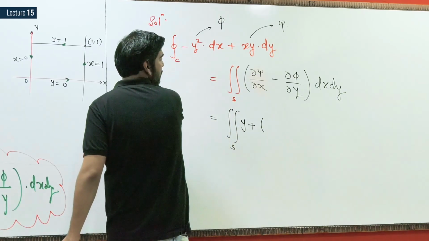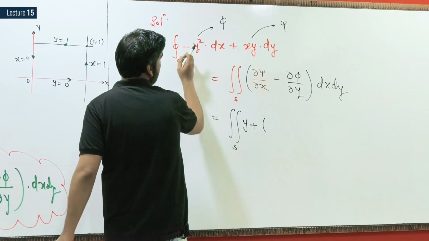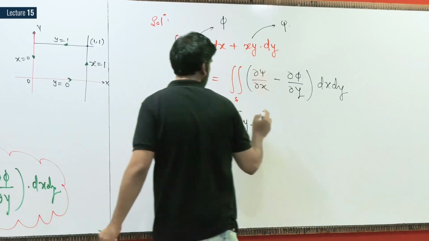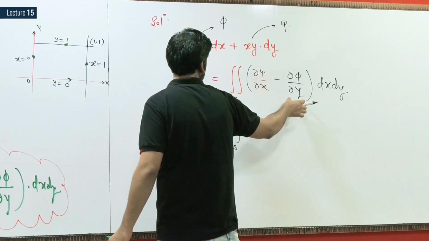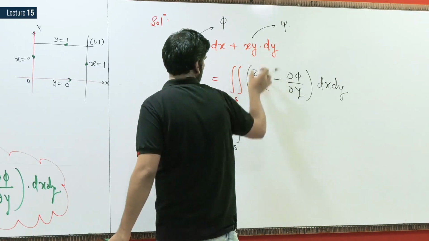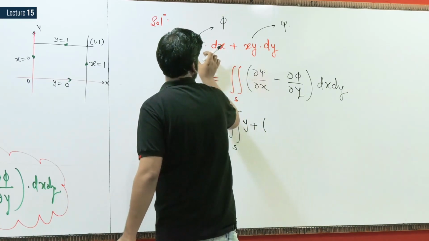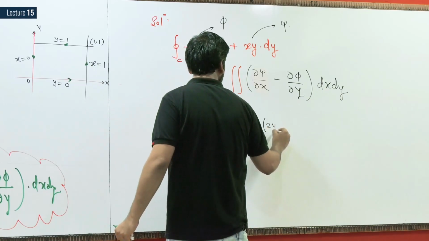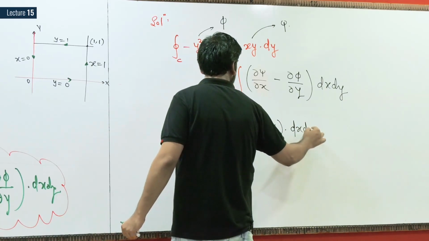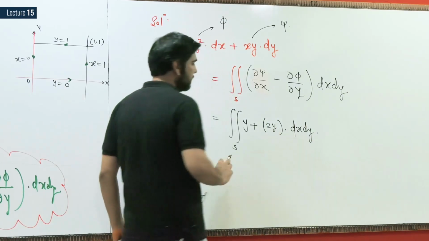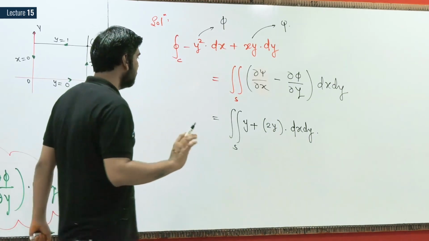Here you get 2, with this minus sign. So with respect to x I have y, and with respect to y I have 2y, into dx and dy. We need to solve this double integral.